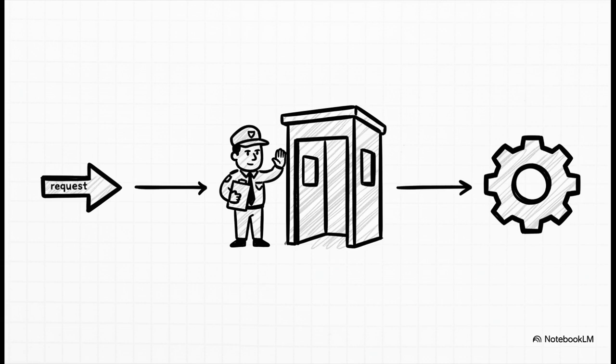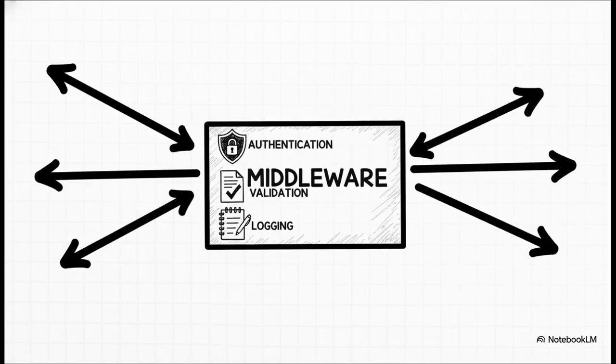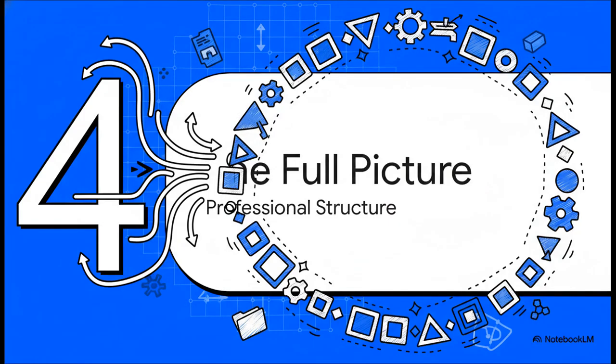Think of middleware as a security guard, standing between the receptionist and the manager's office. Middleware functions are incredibly powerful. They run after the route gets the request, but before the controller does its work. They are perfect for things you need to do over and over again. You know, stuff like, is this user even logged in? Is the data they sent valid? Let's log this request. That's all middleware. And that's our tour. We've seen how every single folder has a very specific role to play.